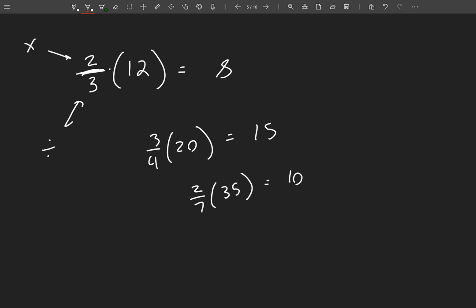Now you could also do this the other way around. If you wanted to start on the top, you could say 35 times 2, that's 70, divided by 7. That gives you 10. So it'll work either way. I just personally like to divide first because it makes the numbers smaller, and it's easier to work with smaller numbers than bigger numbers in general.